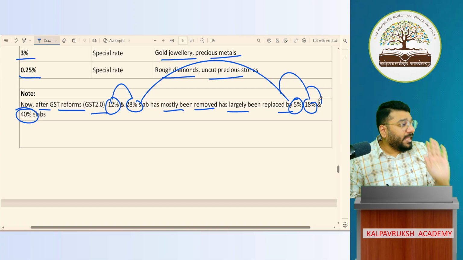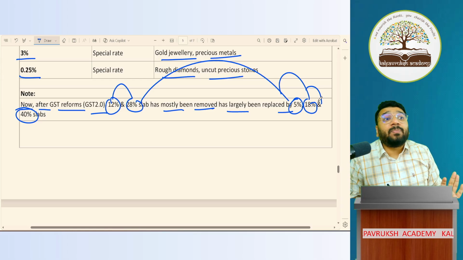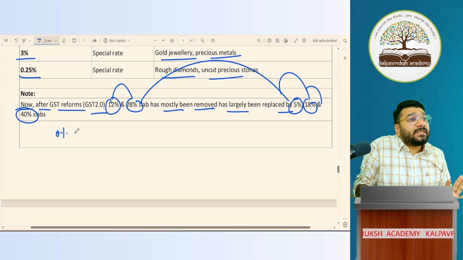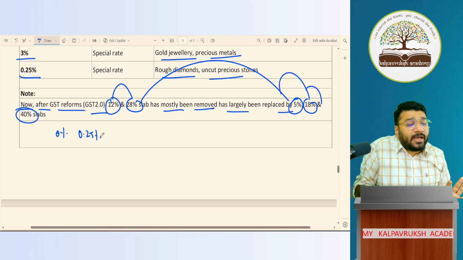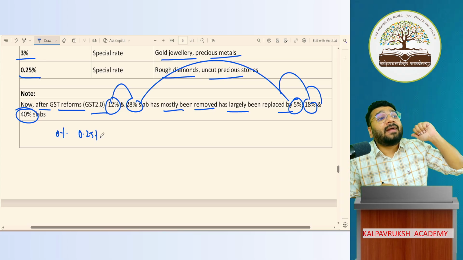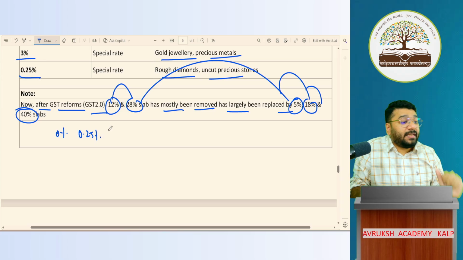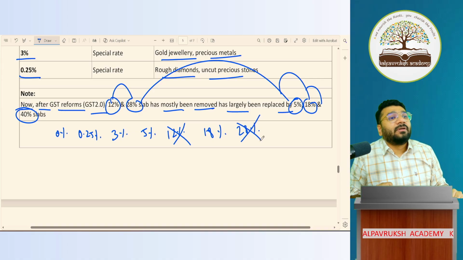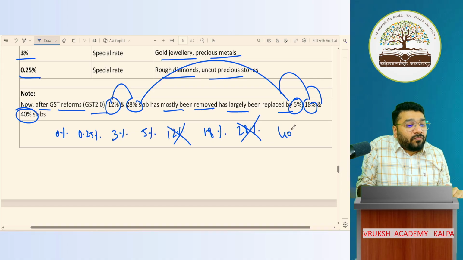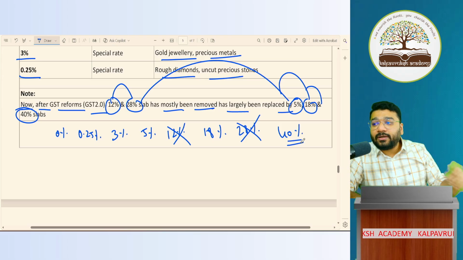So as of today, what are the GST rates applicable? 0%, then 0.25%. 0.25% is for uncut diamonds and uncut precious metals. Then 3%. Then 12 got removed. After that, it is 18%. Then 28% got removed. Then we have 40%. Got it, not got it?